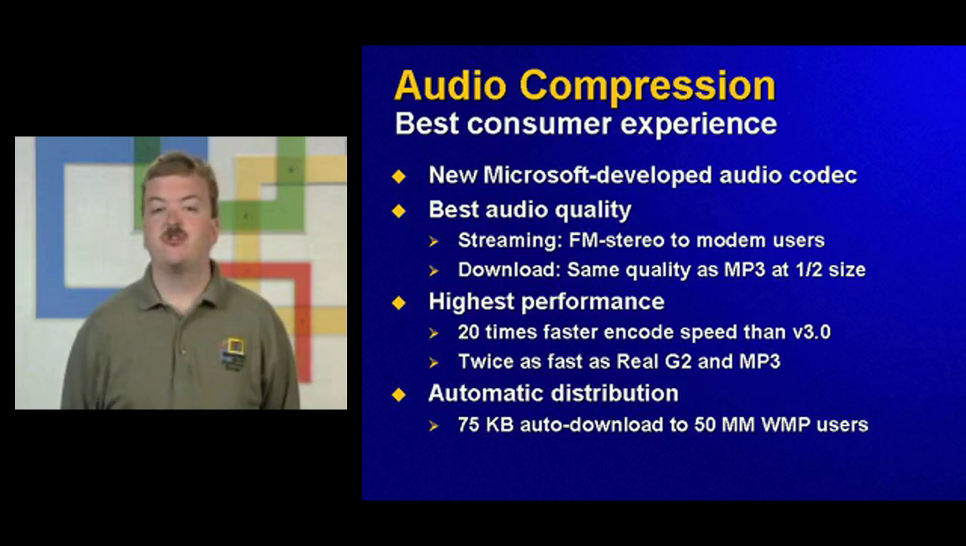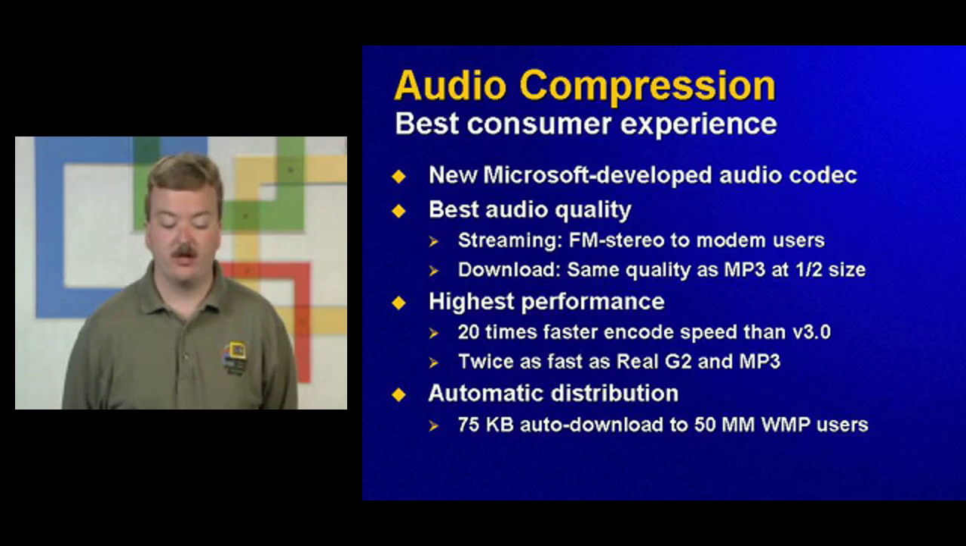So when we talk about streaming media, there's really two aspects, both audio and video. First, I'd like to talk about some of our new audio compression that we've introduced with Windows Media 4.0. Microsoft has developed a brand new audio codec called Windows Media Audio, which provides the best audio quality in the industry. We've worked very hard on this new codec, and we spent about the past 2 years in conjunction with Microsoft Research developing it.